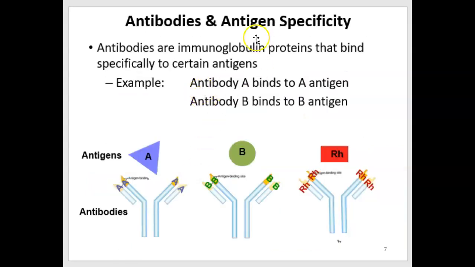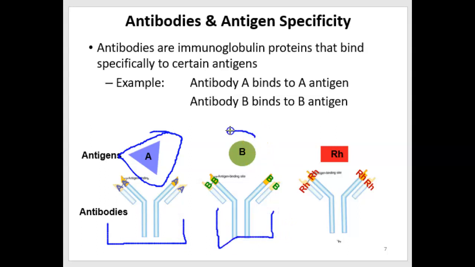So for example, there are antibodies against A antigens. This antibody would bind to an A antigen. This antibody would bind to a B antigen, and this antibody binds to an Rh.